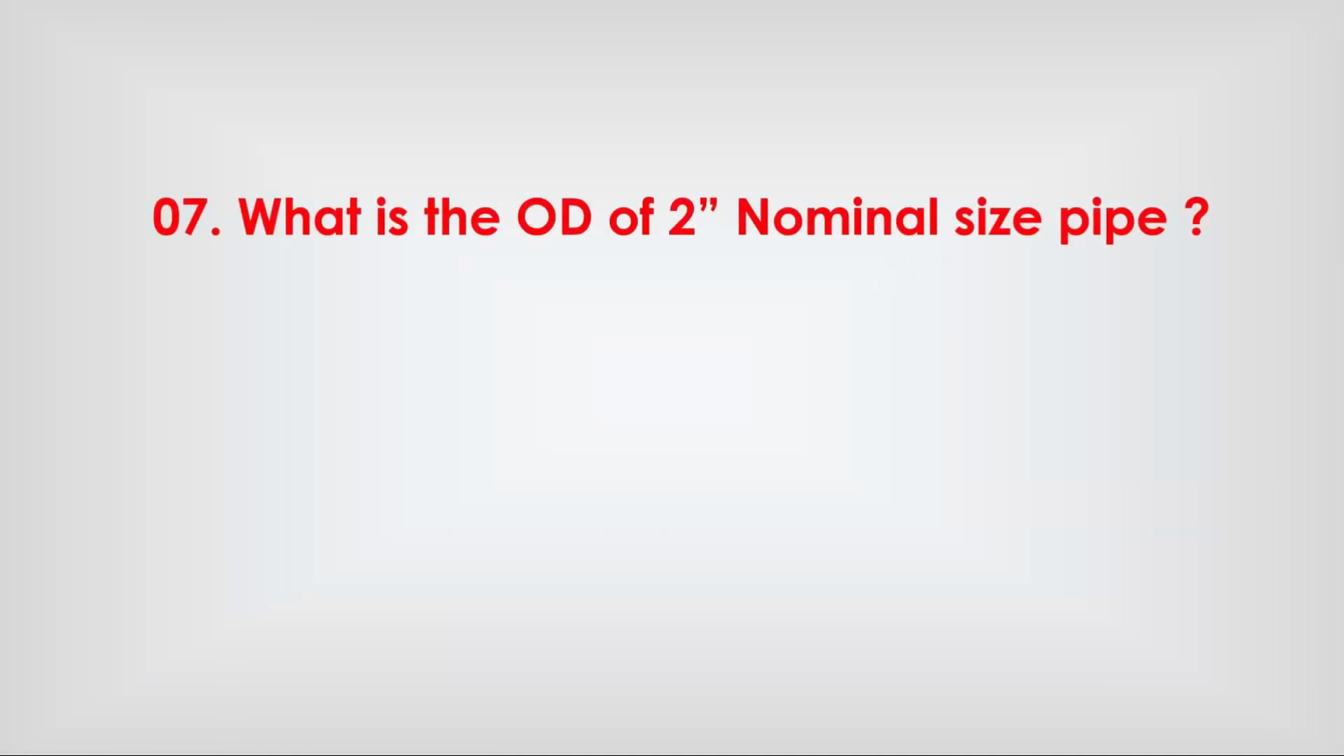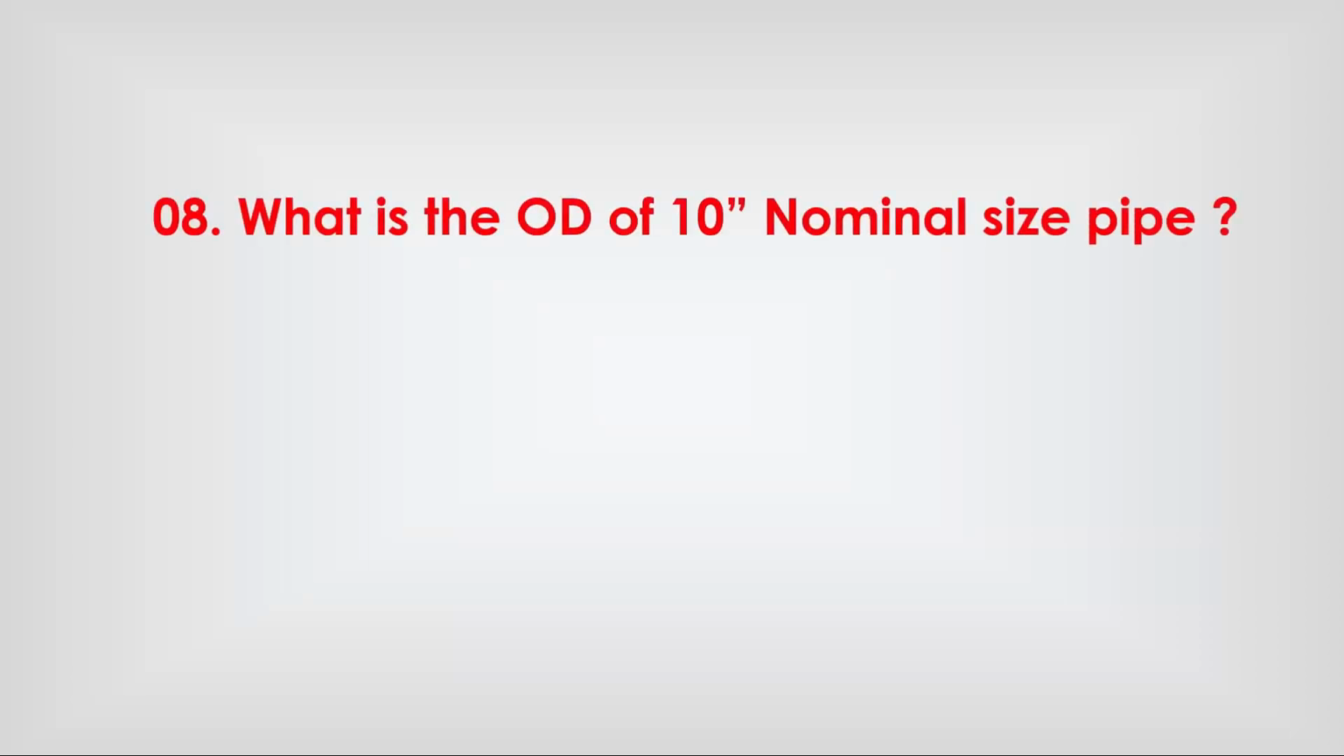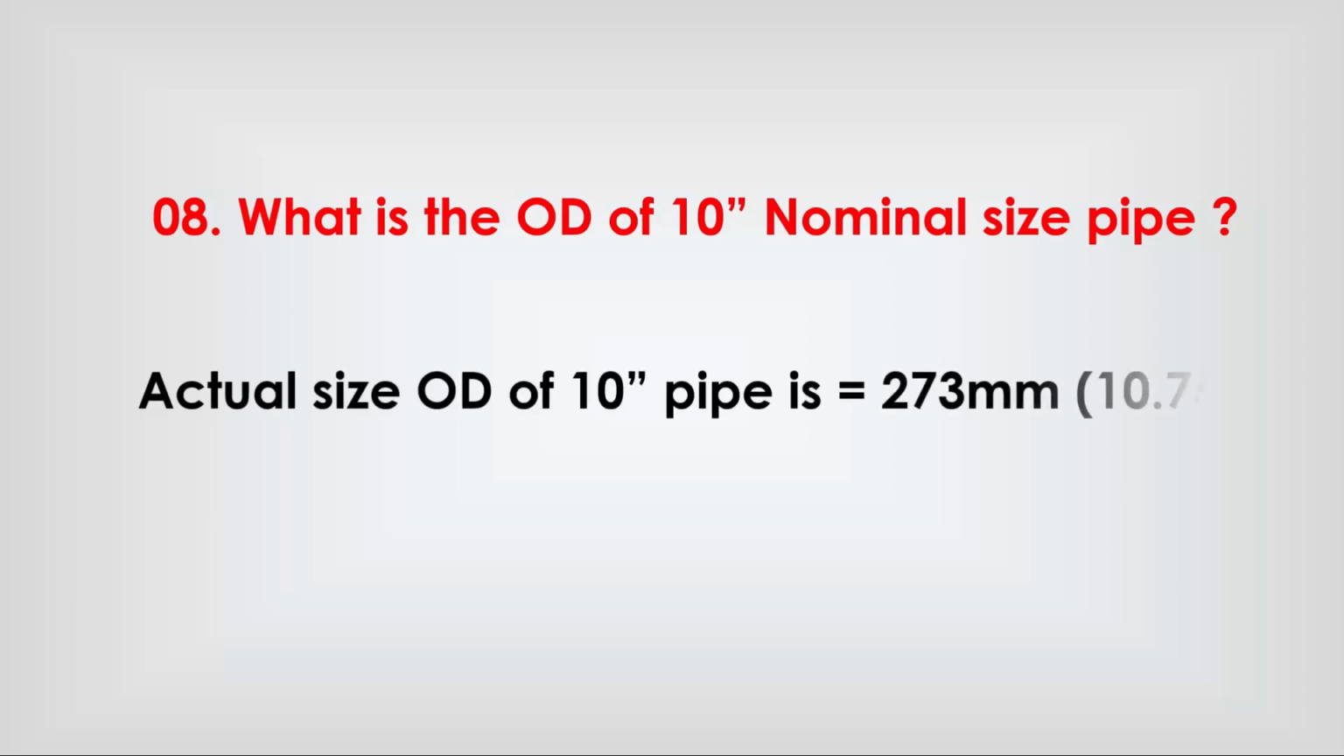What is the OD of 2-inch nominal pipe size? Actual size OD of 2-inch pipe is equal to 60.3 mm, 2.375 inch. What is the OD of 10-inch nominal size pipe? Actual size OD of 10-inch pipe size is equal to 273 mm, 10.75 inch.